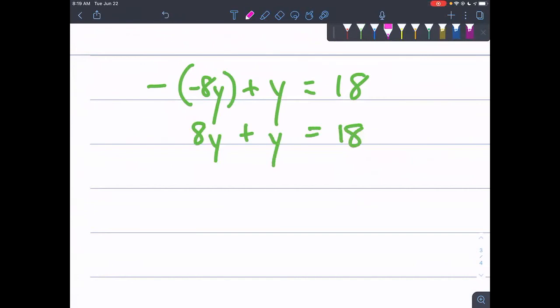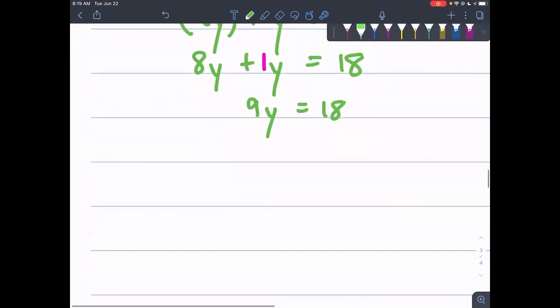What number is in front of that y there? 1. So this is really 8y plus 1y, which we can combine to make 9y equals 18, and then divide by 9. And we end up with y equals 18 divided by 9, which is 2.